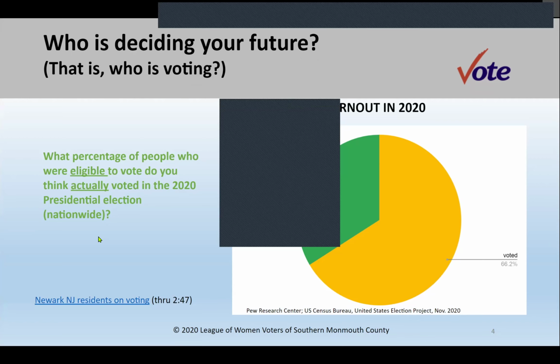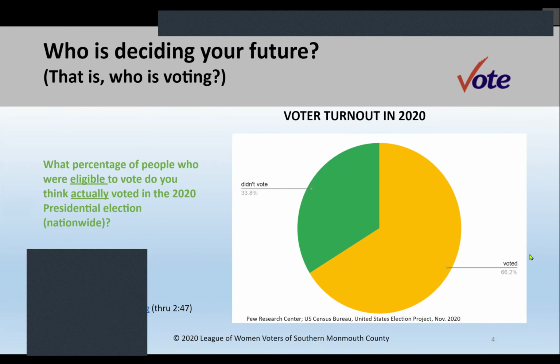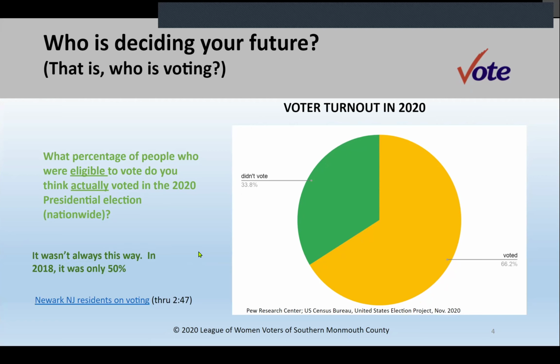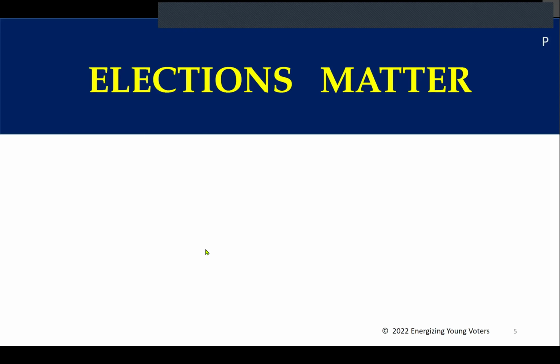This is what it actually was. It was actually 66.2% who turned out in 2020. So some of you were pretty darn close. But that still means that there was a third of the population who were eligible to vote who didn't. And it wasn't always that good. In 2018, so that was a midterm election, it was only 50%. And in the midterm election in 2022, it was lower as well. So people are not taking advantage, despite how hard it was to get that to vote.